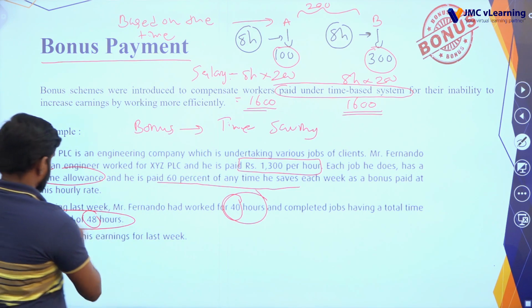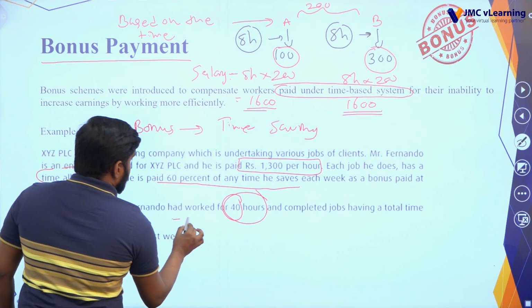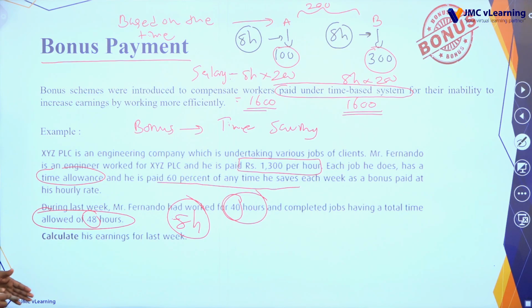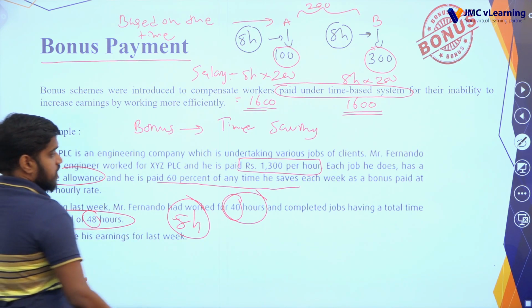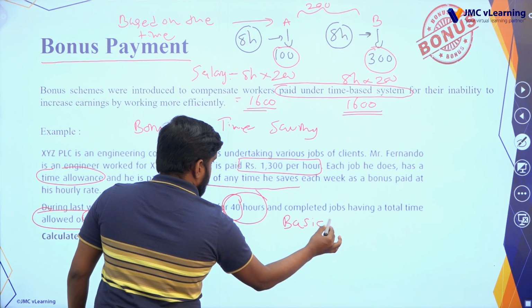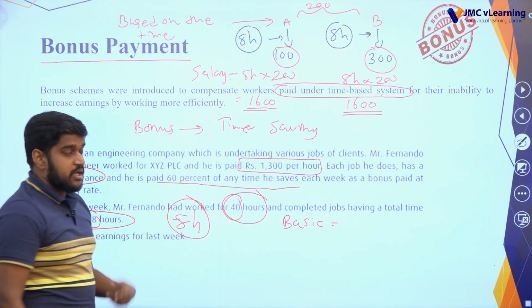That means Mr. Fernando saved 8 hours. Then based on these 8 hours, we can pay bonus. Then they ask to calculate his earning for last week. Normally, first we need to calculate his basic salary. Then how can we calculate basic salary?